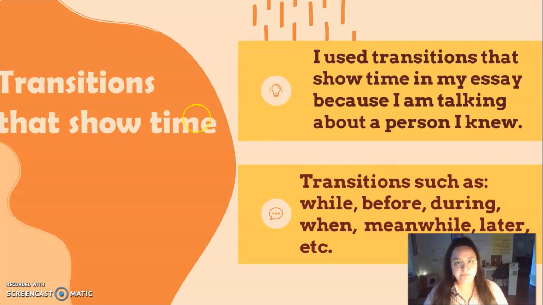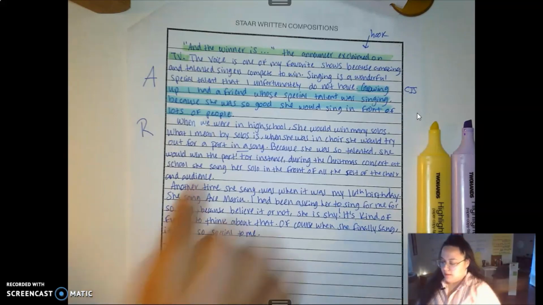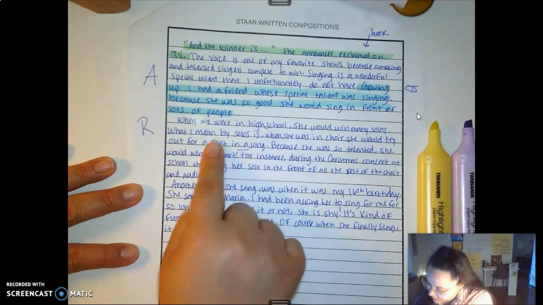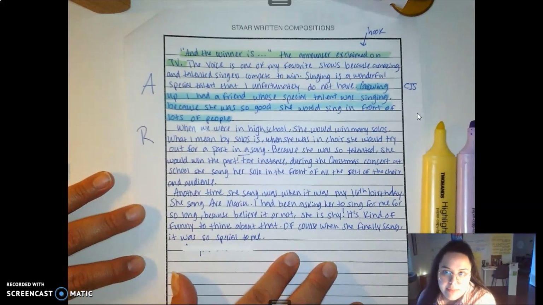When I was younger. Do you guys remember that exercise that we did where we did the transitions that showed time and location? So if you can ask the question, when did it happen, and you can answer it, then you know you're using a transition that shows time. And I'm going to show you what that looks like with my body paragraphs, which are my reasons. So here are my body paragraphs, my second paragraph and my third paragraph. So let's go ahead. I'm going to read them out loud, and then we're going to do some identifying.